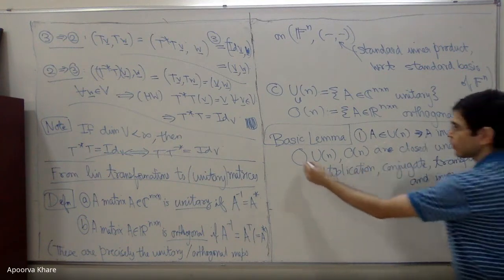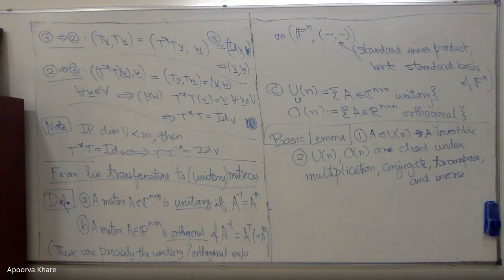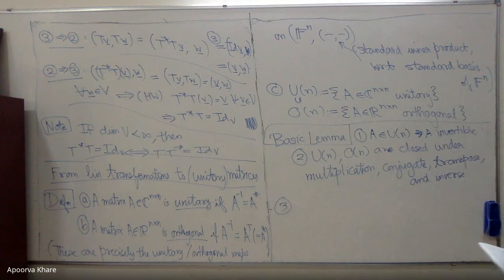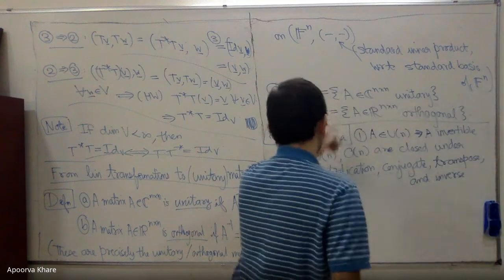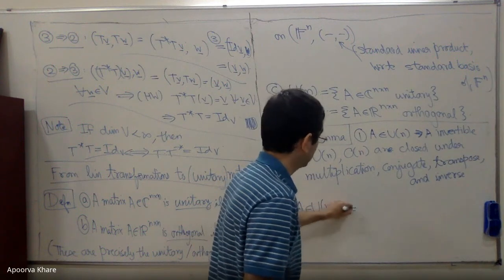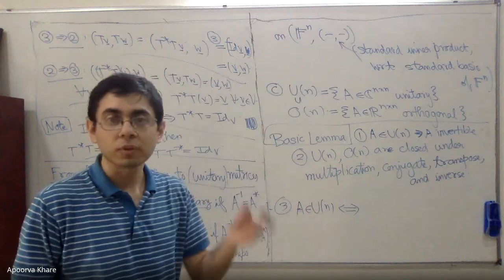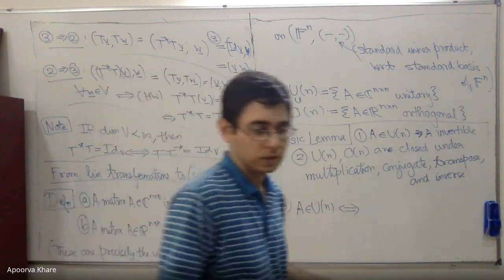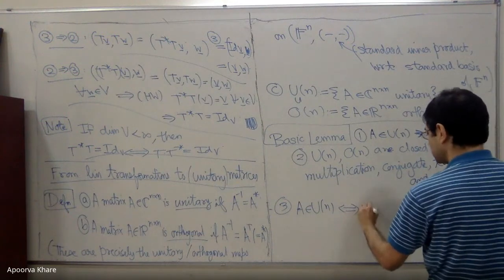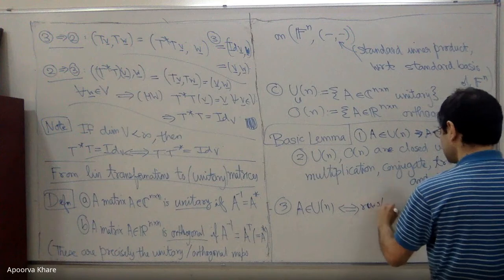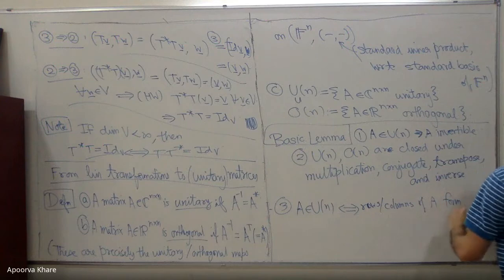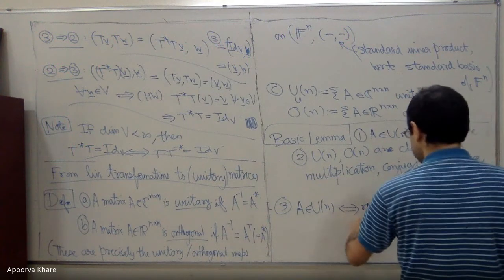The second property is that these two sets are closed under multiplication, conjugation, transposing and inverses. The third property, what is it? There is a third property. Yes, a matrix is unitary, so in particular orthogonal, A belongs to U of n, if and only if the rows or the columns of A form an orthonormal basis of C to the n. And similarly for O of n, the rows, columns of A form an orthonormal basis.